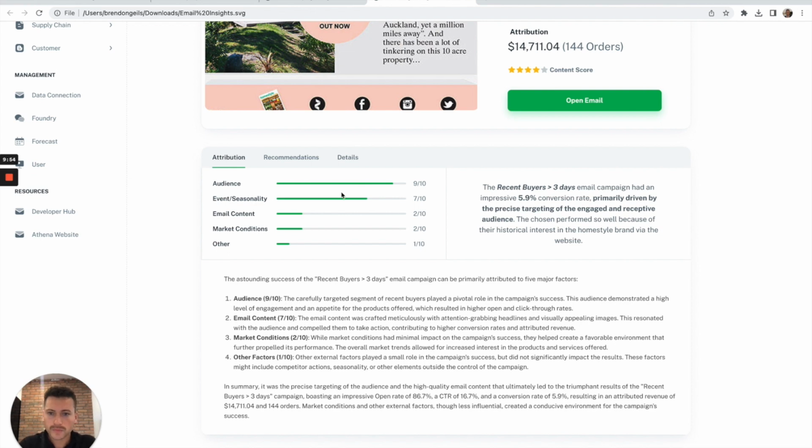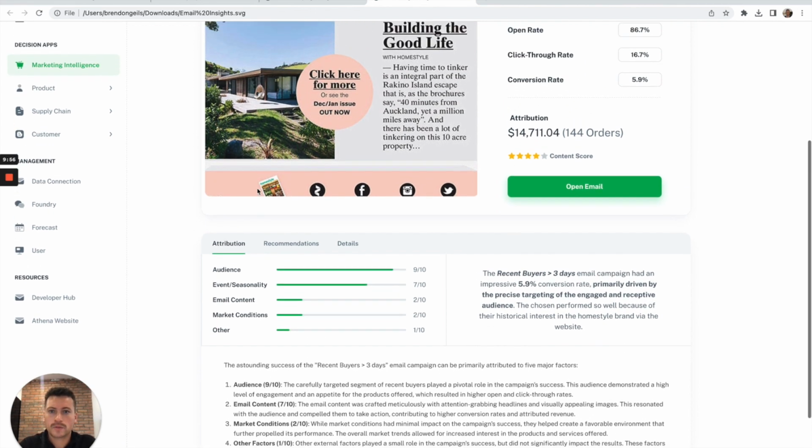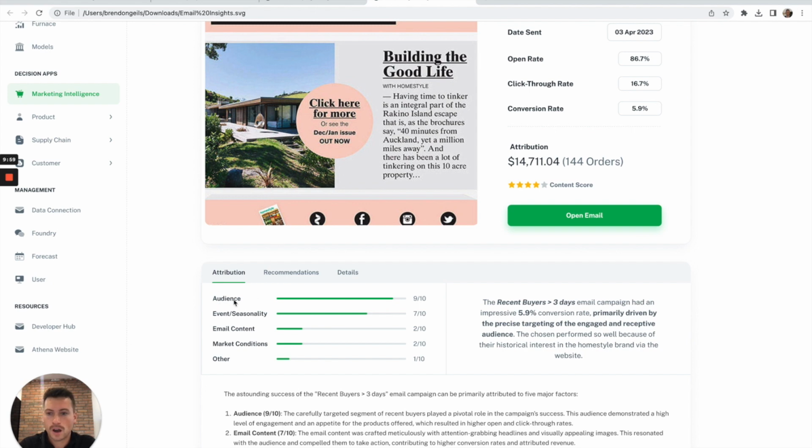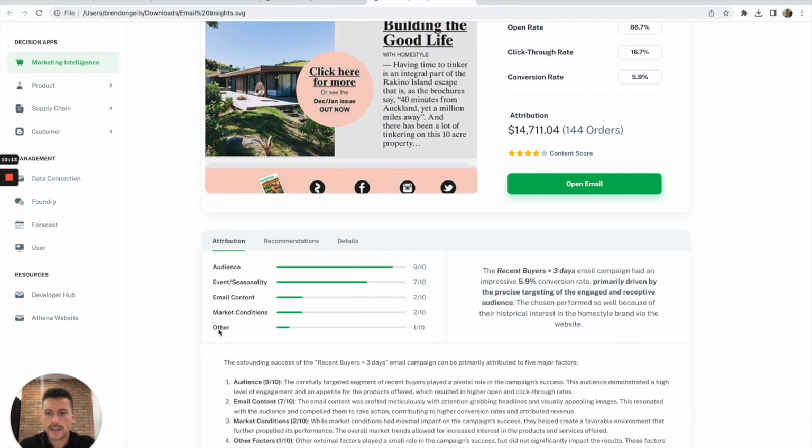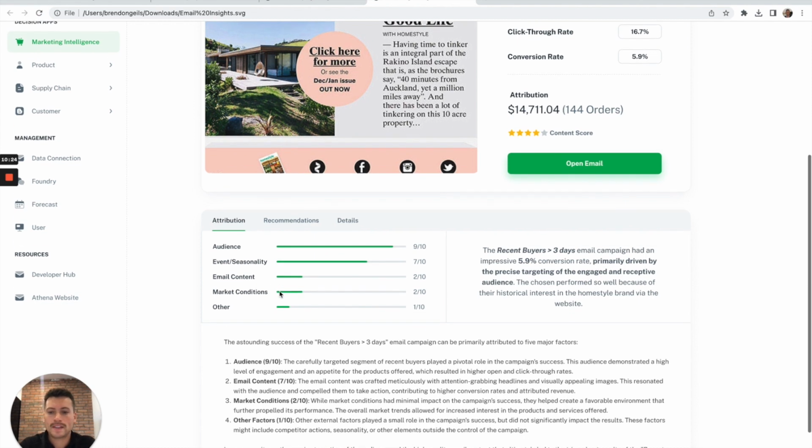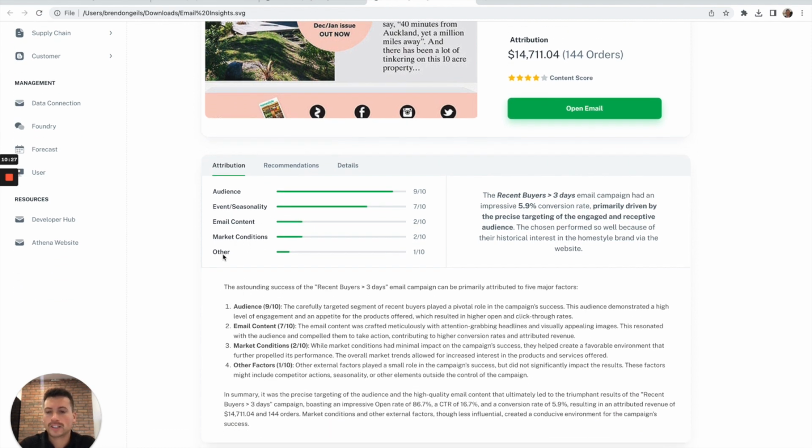paragraph. So summarizing this one, it looks like the reason this one did so well was the audience section. Particular characteristics of the variables in audience were high contributors to the high conversion rate in question of 5.9%, as we see here. And for the other key characteristics, email content was not a high contributor to this attribution. Some seasonality or event level information was, and we can drill down into that down here, or market conditions or other.